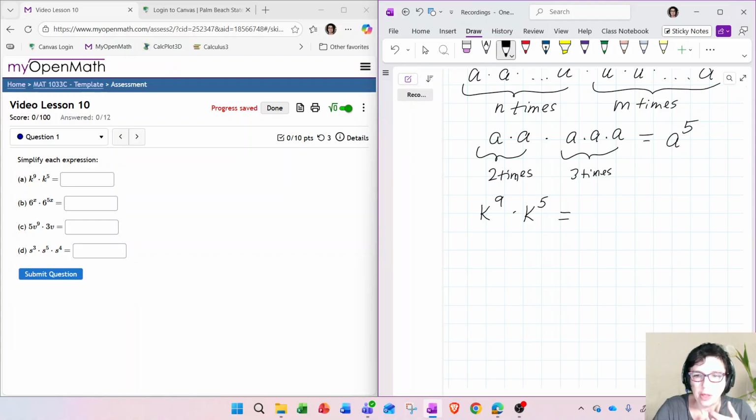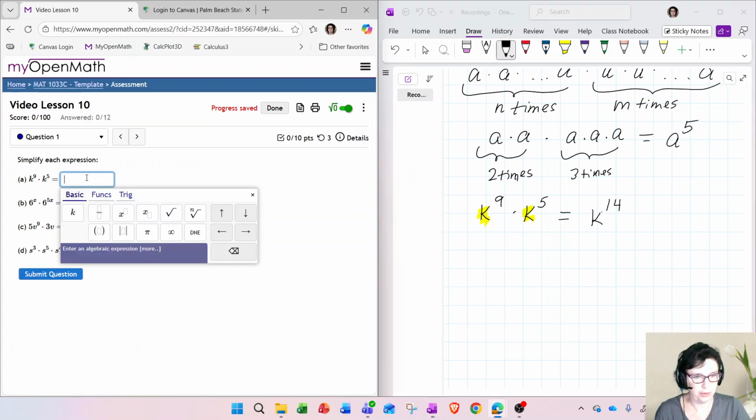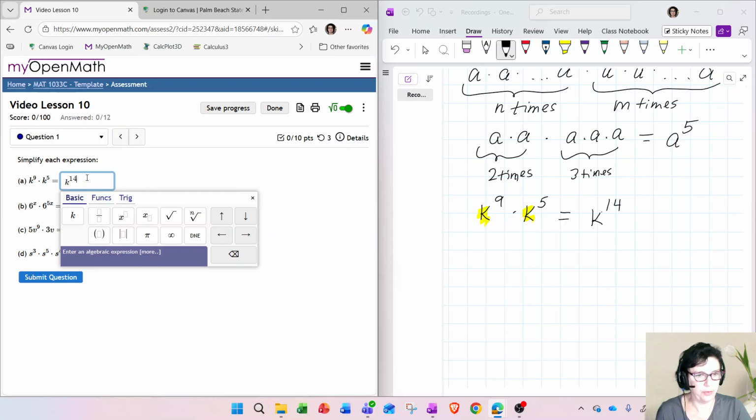Okay. According to our rule, first of all, we have to check if the base is the same. And it is the same. So the new base is going to be exactly the same. And then the power is going to be the sum of the powers. So 9 plus 5, that would be 14. Okay, let's enter that here. K to the power 14. And you can use this button from the palette.